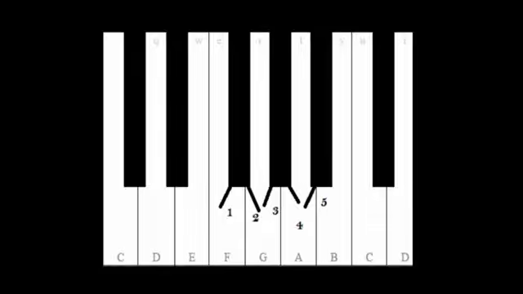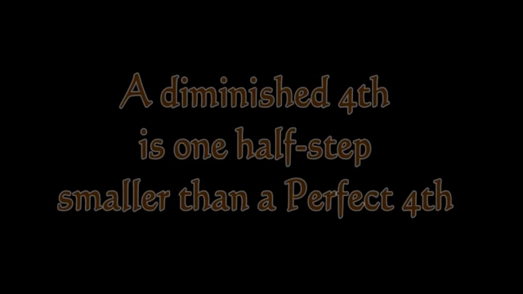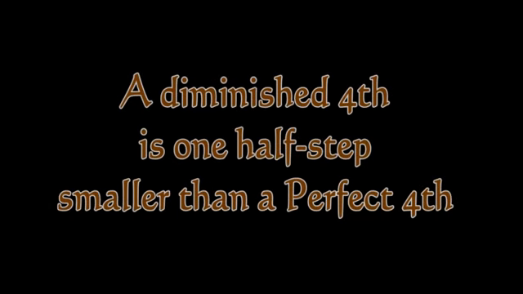Since our fourth is a pad interval, it can also be augmented or diminished. Well, what do we mean by that? Let's start with diminished first. To diminish something is to make smaller. Well, if F to B flat is a perfect fourth, and I want to have a fourth that is diminished, it needs to be 1 half step smaller than a perfect fourth.